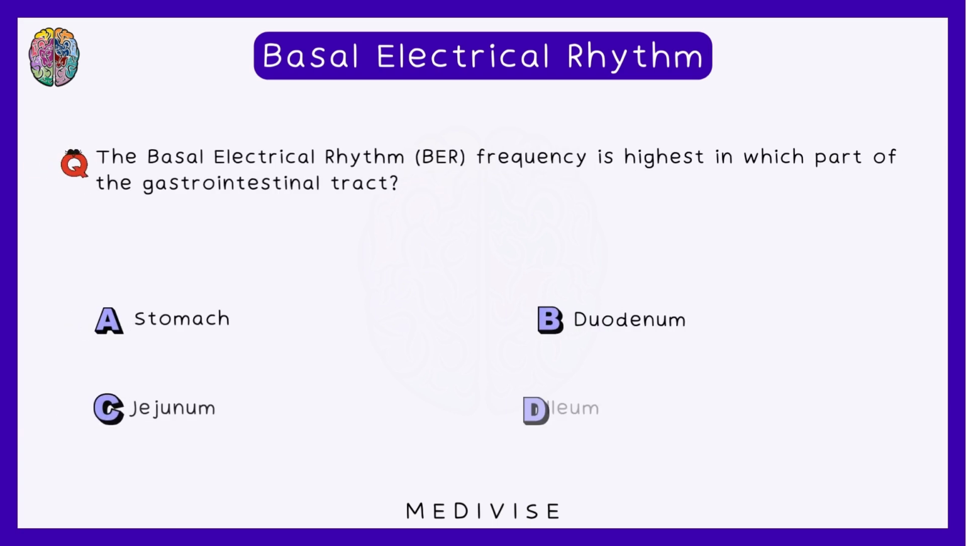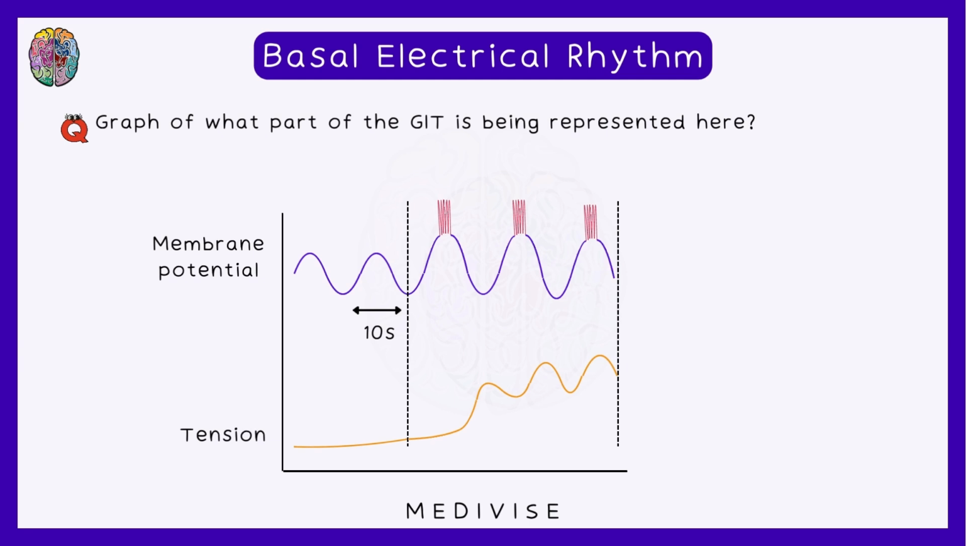Next question. The basal electrical rhythm frequency is highest in which part of the GIT? Stomach, duodenum, jejunum, or ileum? So we have just seen this. The correct option here is option B, or duodenum. This is actually a previous year question. Graph of which part of the GIT is being represented here?